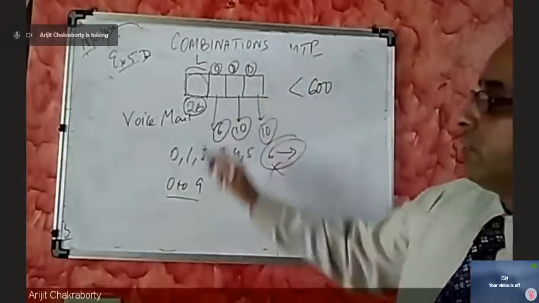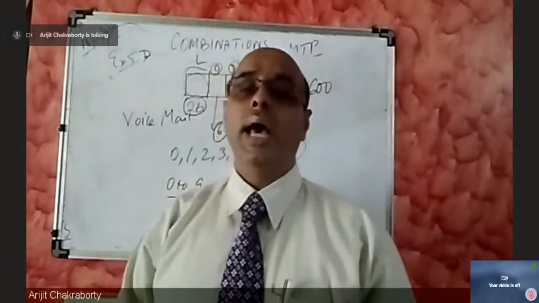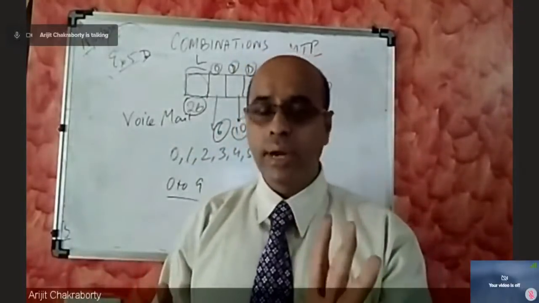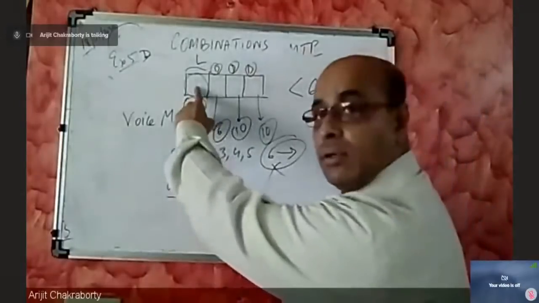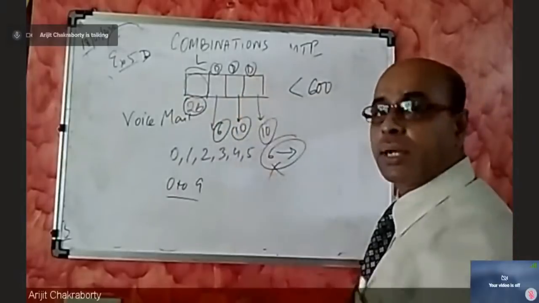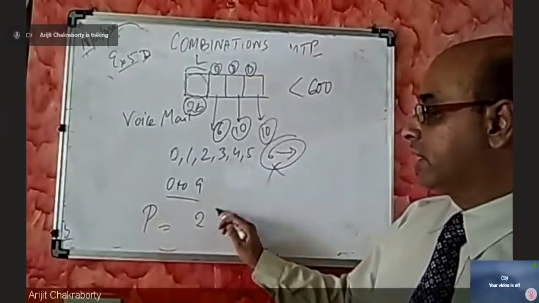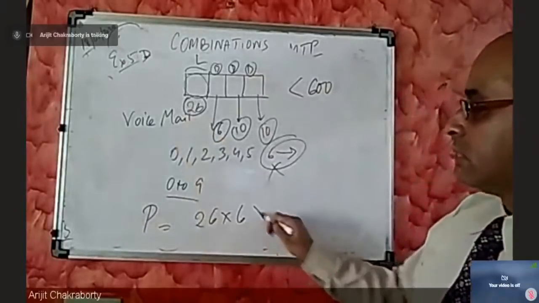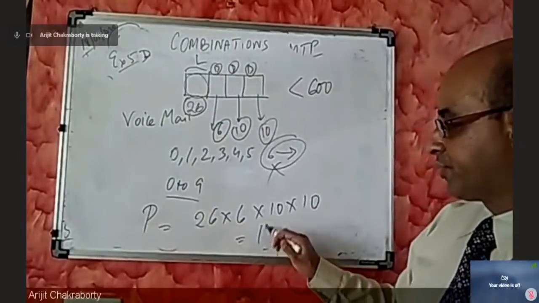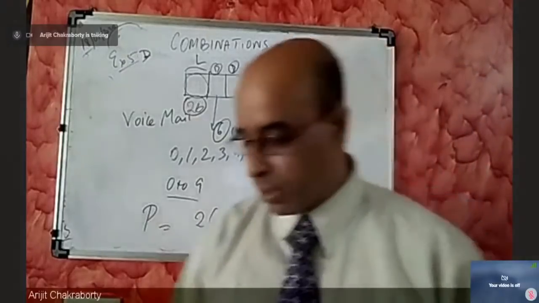Again this is a case of multiplication because we have interdependent, interlinked events, and there are 4 events. The first event is the letter, the second event is digit number 1, the third event is digit number 2, and the fourth event is digit number 3. So if you multiply, the total number of cases will be 26 into 6 into 10 into 10, which will be equal to 15,600. Okay, so this was a classic example once again.